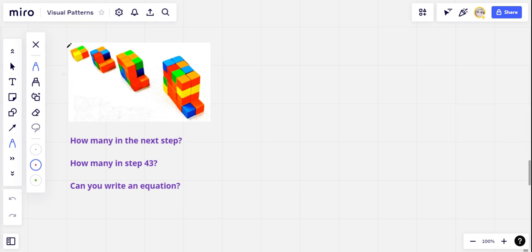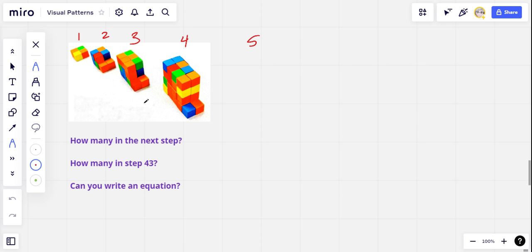Today, we've got an interesting one. Here's step one, here's step two, step three, step four, and your challenge would be to figure out the number of these blocks in step five. If you can do that, can you figure out the number of blocks in step 43? And along the way, can you write an equation that could be used to express the number of blocks in any step at all? If you'd like to accept that challenge, pause the video and give it a try.